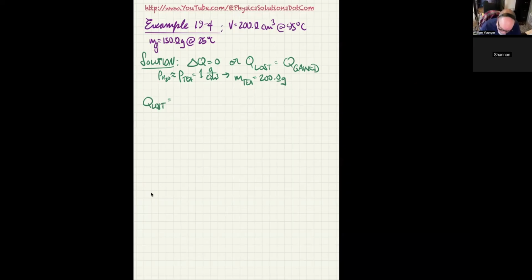But in this case, Q lost is going to be MC delta T, and that's the mass of the tea, which is 200.0 grams, times the specific heat of water, which in this case would be around the 95, but we're going to assume it's roughly the same anyways. That's 1.00 calories per gram Celsius degree times, in this case, we're going to do 95 degrees Celsius minus 25 degrees Celsius, like that.